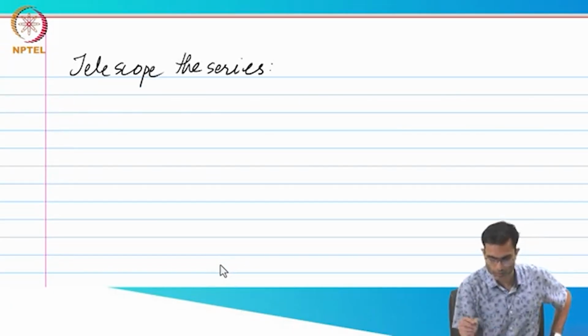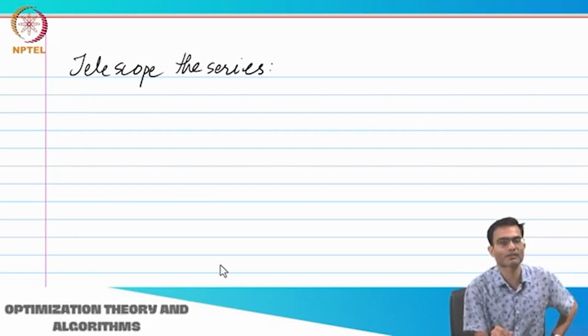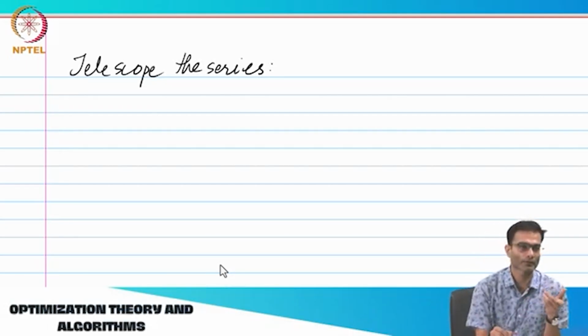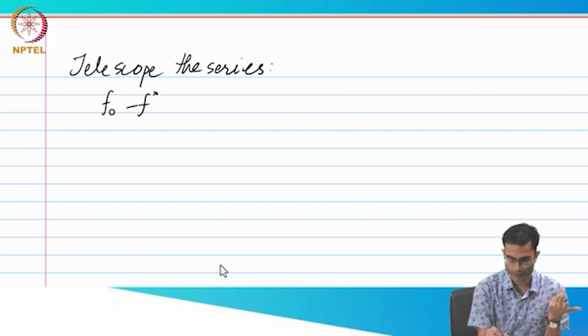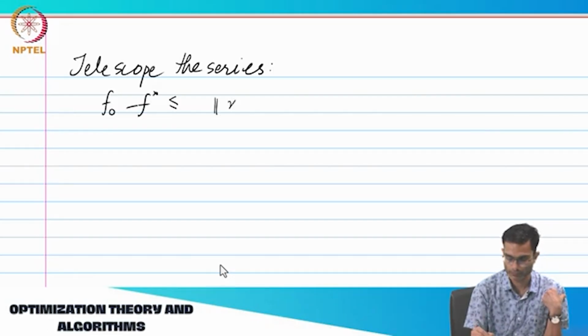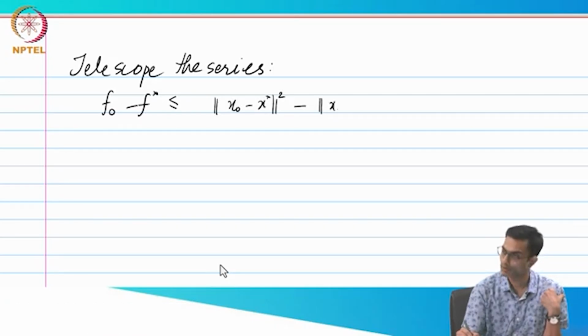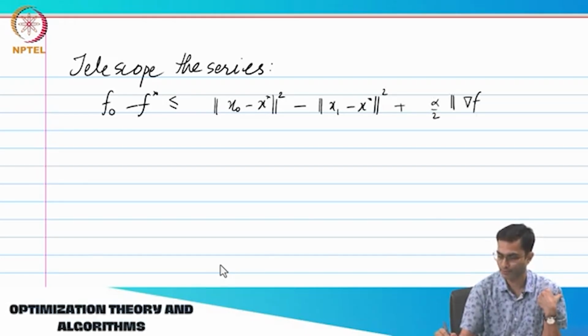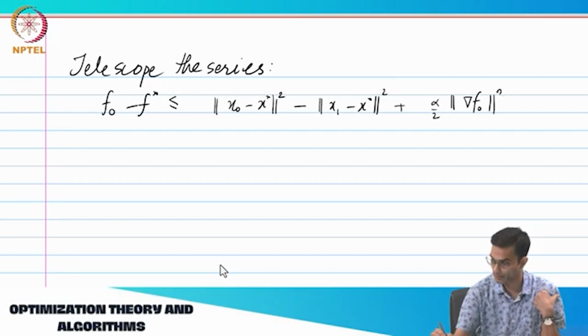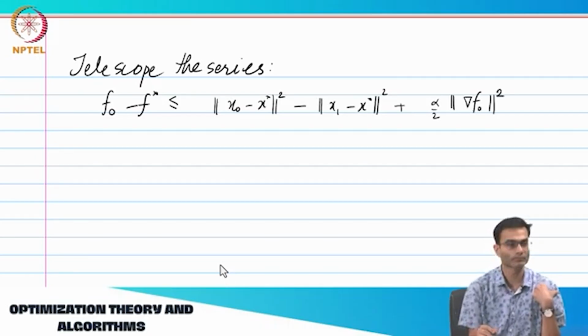Okay. So now let's just write down a few terms. What will be the very first term on the left hand side? Look at your notes, the first term in terms of f would be f0 minus f star, okay, less than or equal to, the first term will be x naught minus x star squared, then x1 minus x star whole squared plus alpha by 2 grad f0 squared, right? That's the first term. Everyone agree?